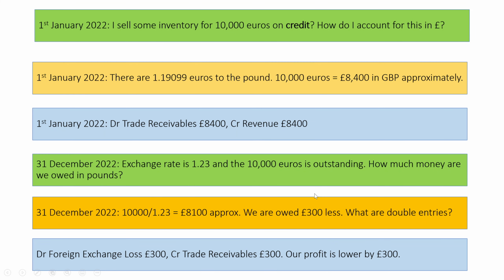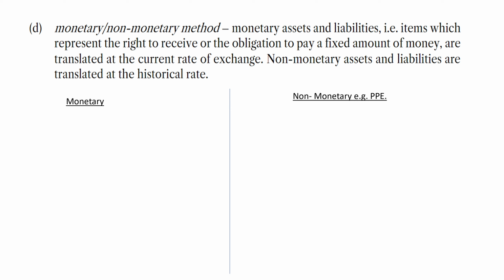Okay, so we've seen a foreign exchange gain and a foreign exchange loss. A gain when the liability has gone down in value, and a loss when the asset has gone down in value. Okay, so we have to understand how to account for monetary and non-monetary assets.